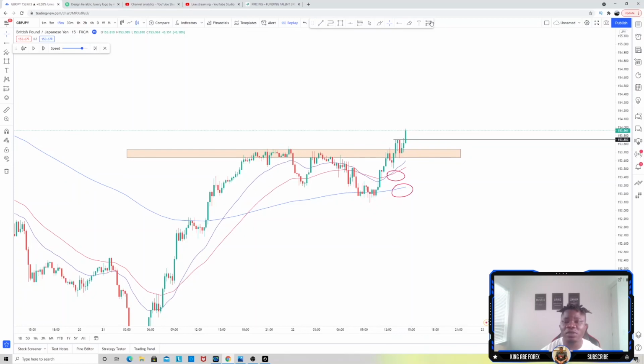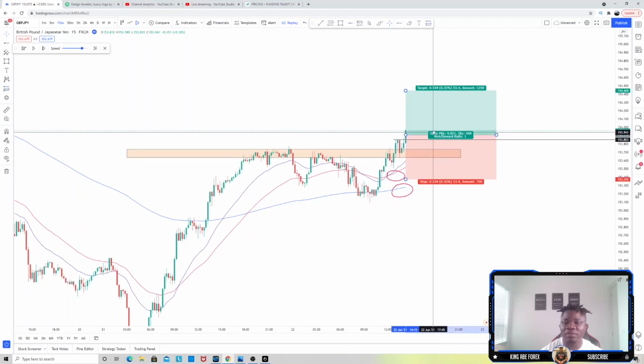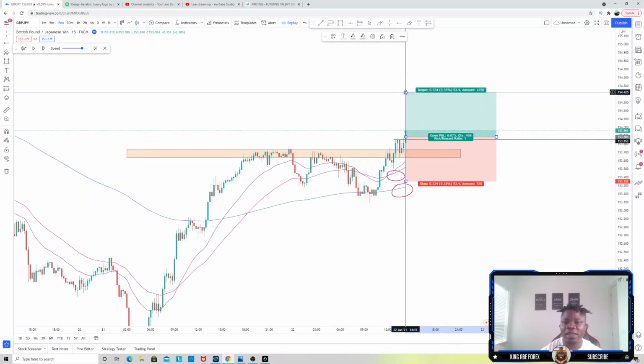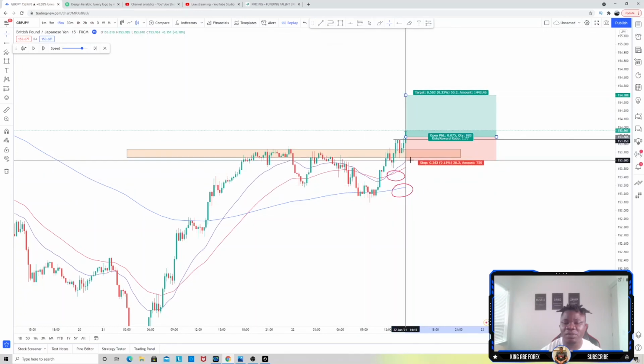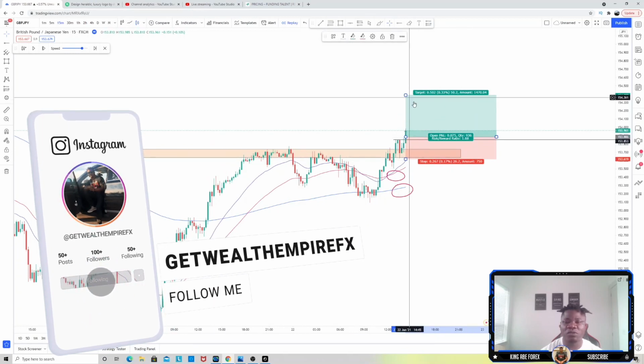Now your entry would have been right over here, somewhere right over here. Your entry would have been right over there, and we can target 50 pips right there. Now you can have your stop loss right below the previous resistance zone right over there, and then we have a 1 to 8 risk to reward ratio right there.